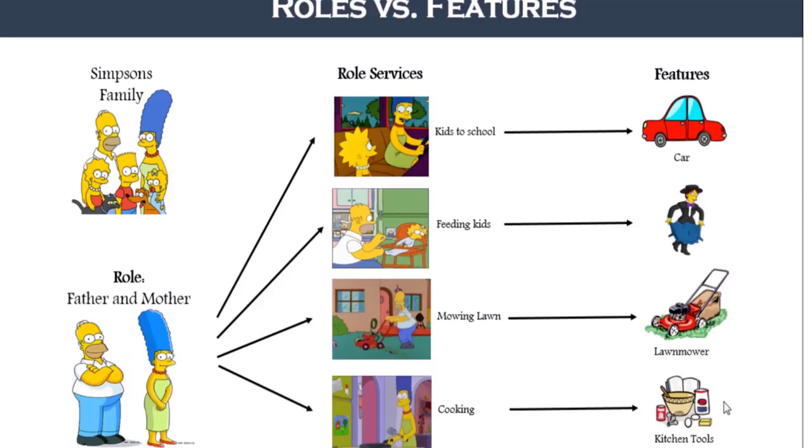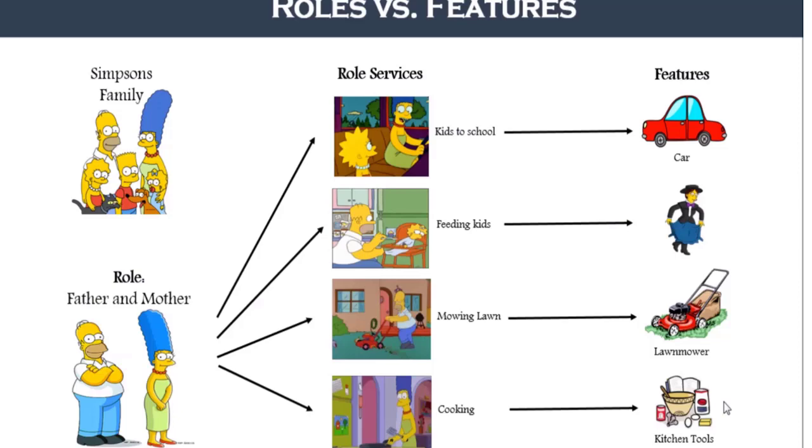So here I have an example of role and feature. Suppose we have a family called the Simpsons' family. In the Simpsons' family we have a father and mother. There are some responsibilities of the father and some responsibilities of the mother. So father is a role, but his responsibility is called role services. For example, the father has to send their kids to school, and the mother feeds their kids. Likewise, the mother makes or cooks food for their children. So these services are called role services. Mother and father are roles, and their services are called role services.